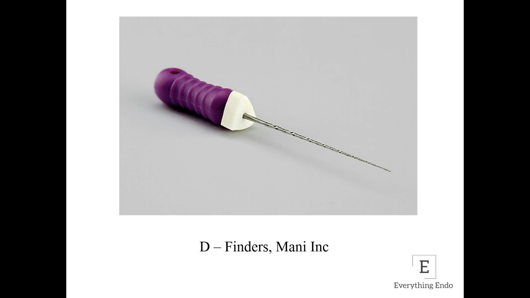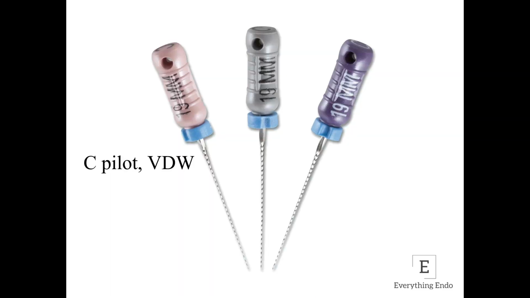So this is one very important armamentarium which we need to have in case you're looking at negotiating those MB2 canals. One other file that I very routinely use and can do the job for us are the C-Pilots from VDW. The thermal hardening process that they undergo makes them very stiff, and they can push through those blockages and also negotiate the tortuous canals all the way up.